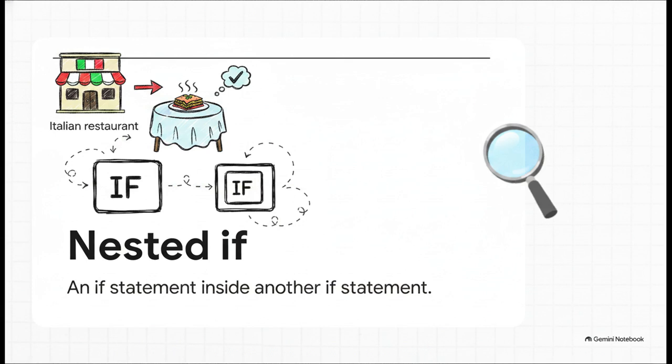Like, if they have the lasagna, I'll order it. That second decision only even matters because the first decision happened to be true. In Python, you just indent a second if block right underneath the first one.